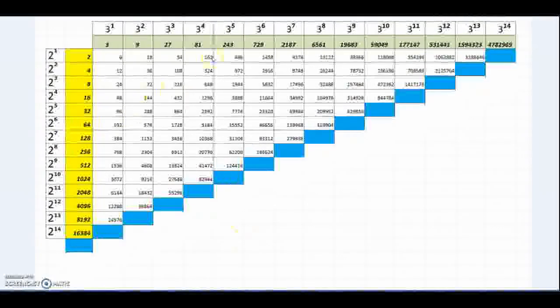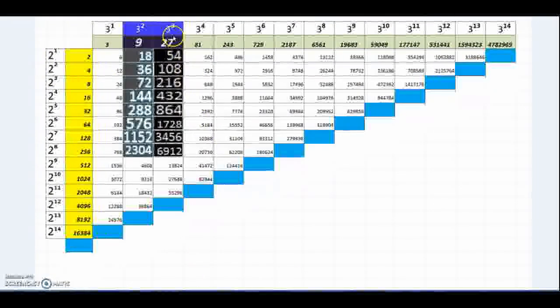So this is the number chart here, just based on 3 to the first, 3 to the second, 3 to the third, 2 to the first, 2 to the second, etc. And we've gone through, links in the description, previous episodes gone through these two columns, and now we'll have a look at this column, 3 to the fourth.